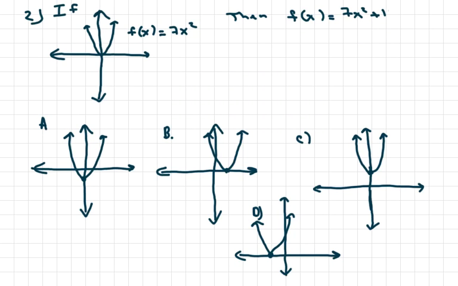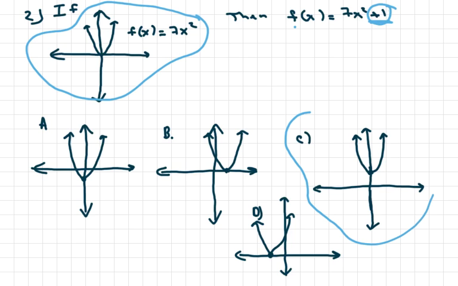Okay, here's another one that's pretty easy. Sorry for the graphs, but it's kind of just in general here. If this function is 7x squared, then they want to know what this is doing. Basically, this is your vertical shift up by 1. So the answer would be C, because I just shifted up by 1.